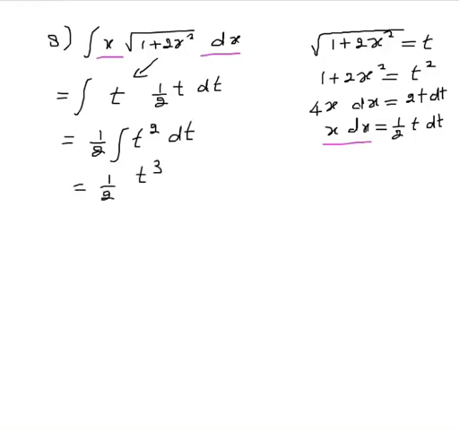Integral of t square is t cube divided by 3 and substitute for t. 1 plus 2x square whole raised to 3 by 2. Root is written as power half. If you don't substitute with the root as t, you will get fractional power. But the final answer will be the same.